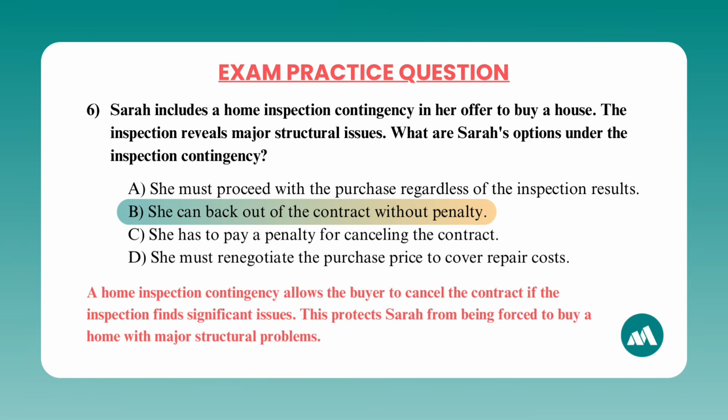A home inspection contingency allows the buyer to cancel the contract if the inspection finds significant issues. This protects Sarah from being forced to buy a home with major structural problems.